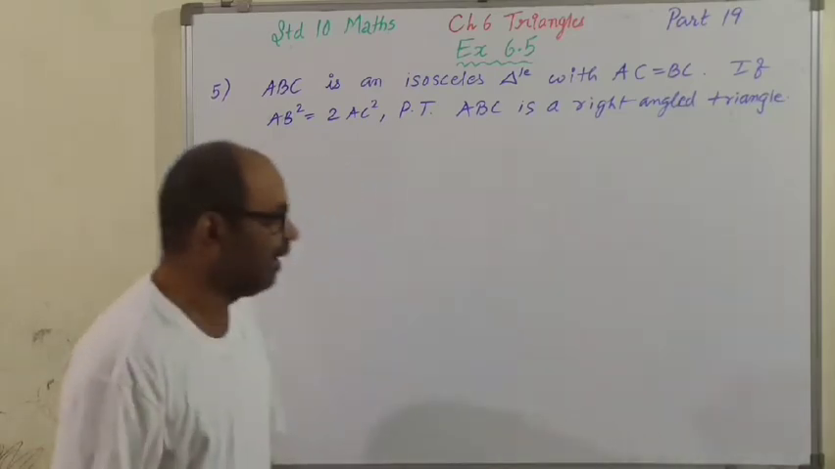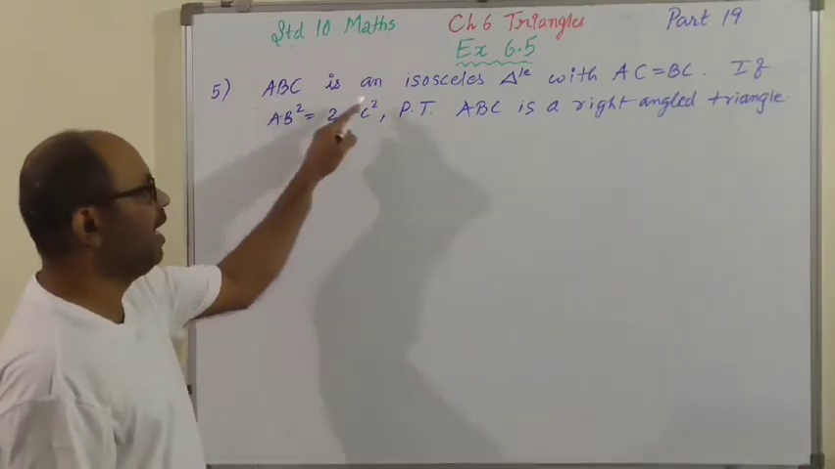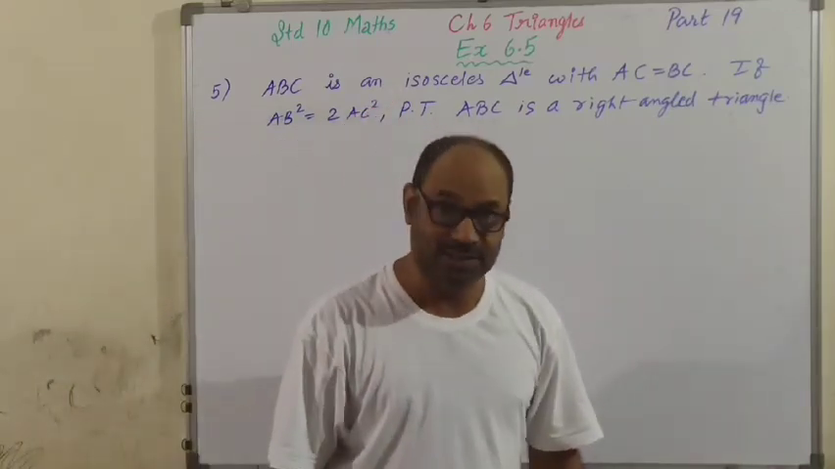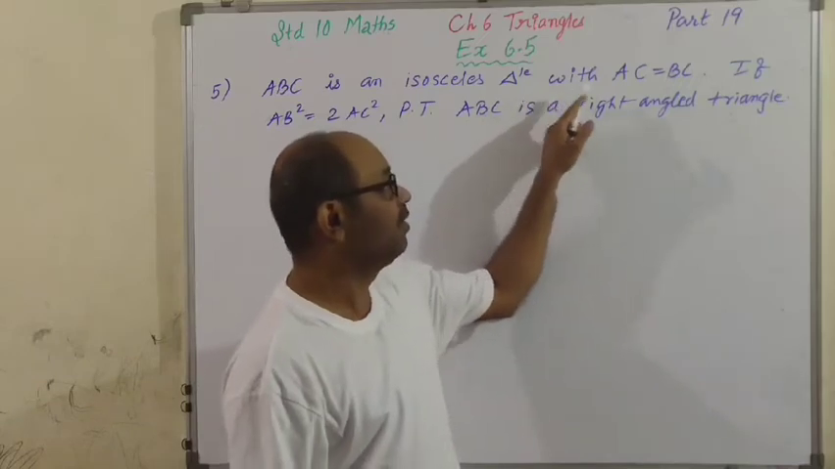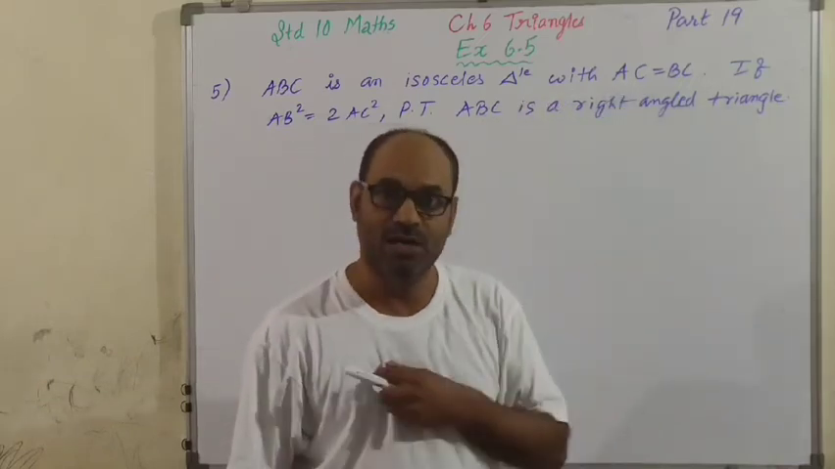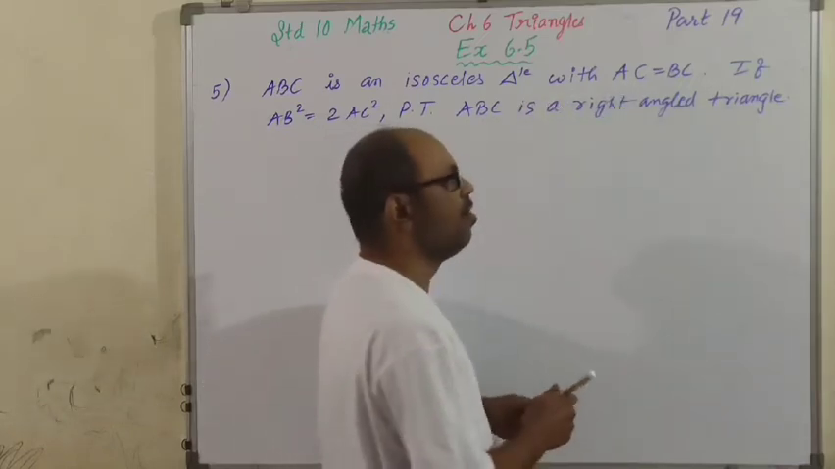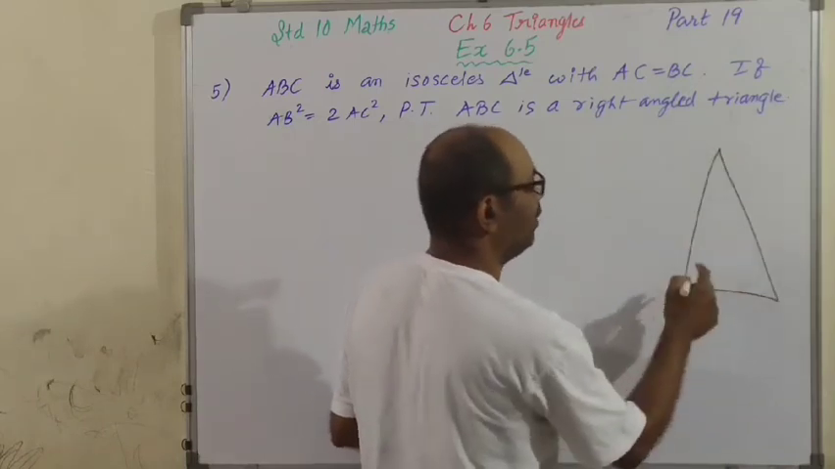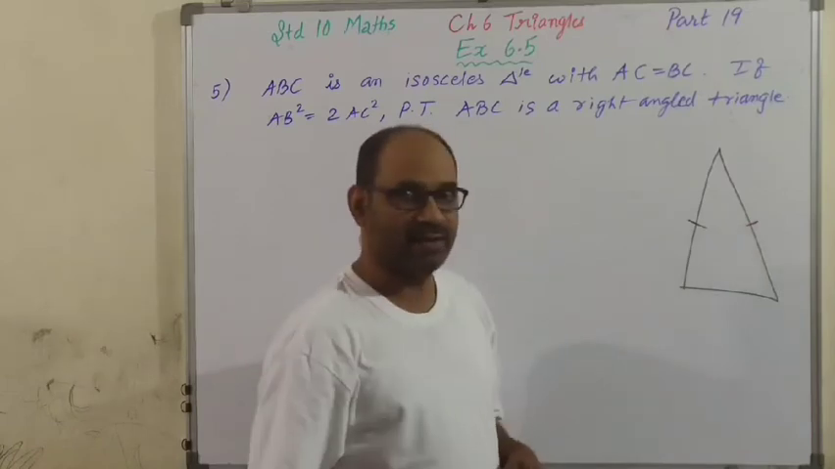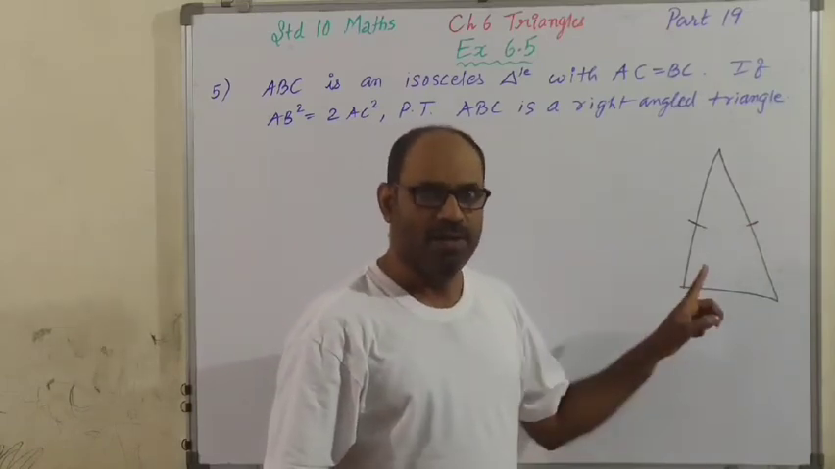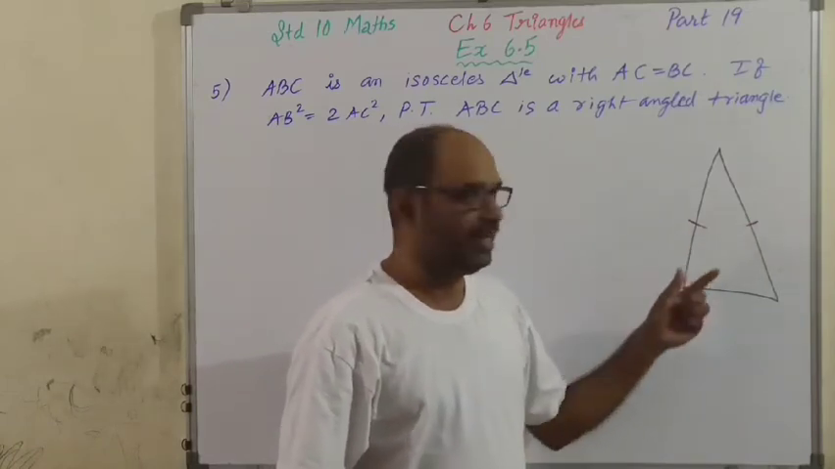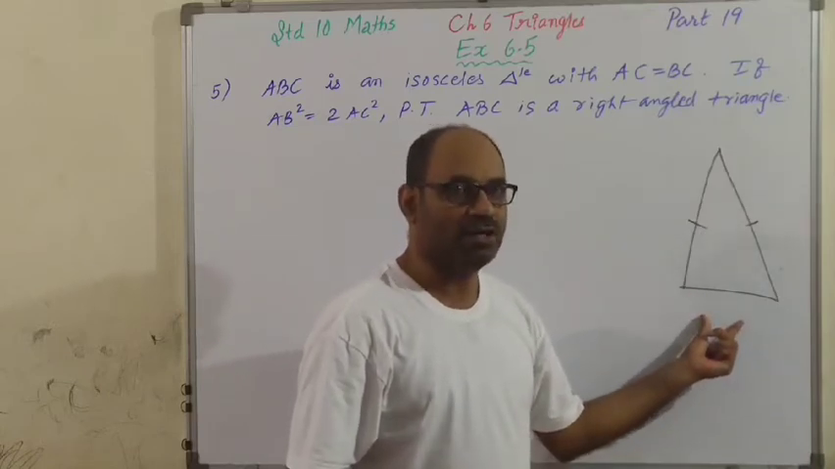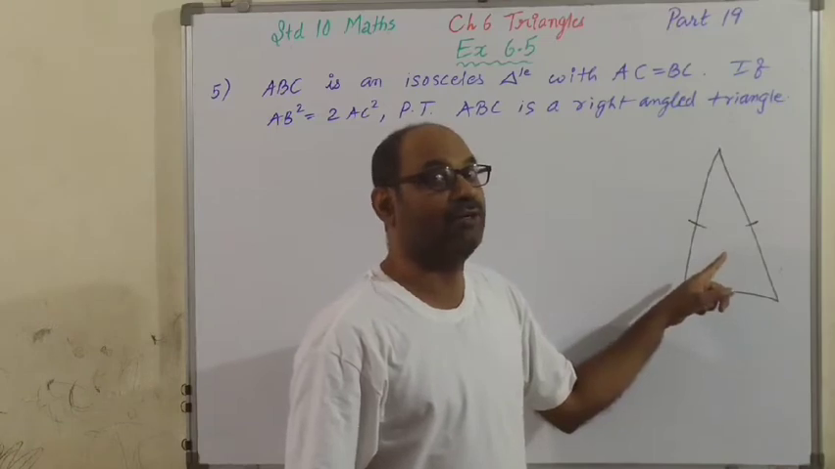Now what is the statement? Triangle ABC is an isosceles triangle with AC equal to BC. Children, normally an isosceles triangle you must draw like this. Normally you should draw this because two sides are equal. The two sides a little bit longer and the base shorter. But in this case we are not going to draw it in this way.